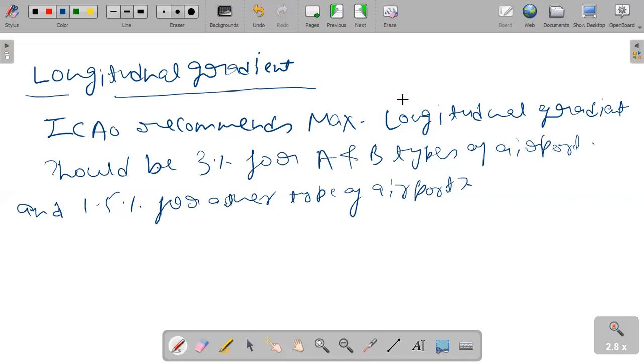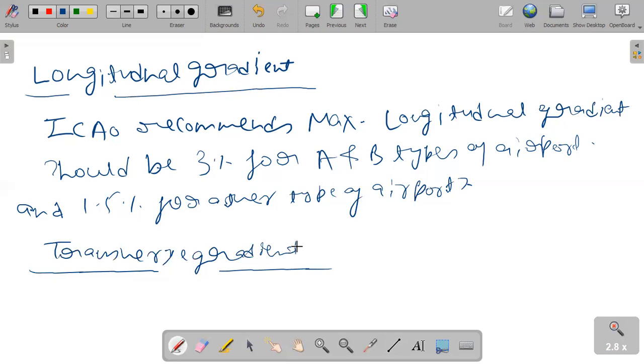Let's move on to our next thing, which is transverse gradient. In transverse gradients, basically for quick drainage, the minimum transverse gradient is 0.5% for rigid pavement and 1% for other cases.